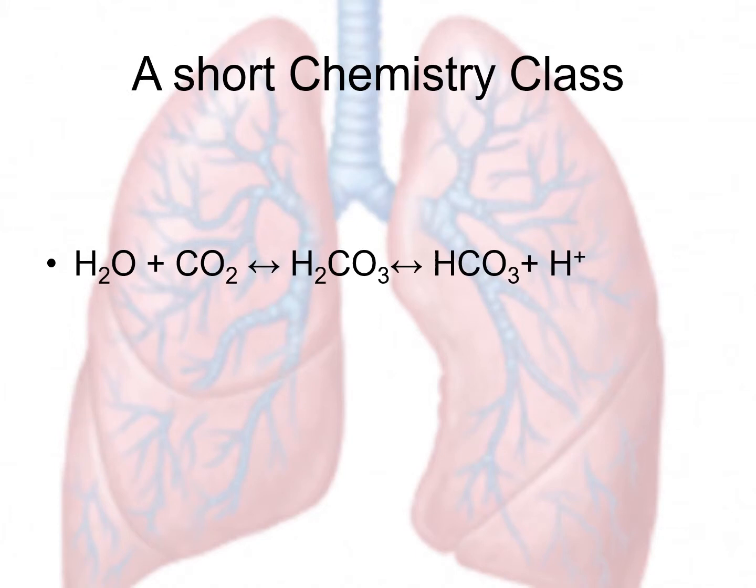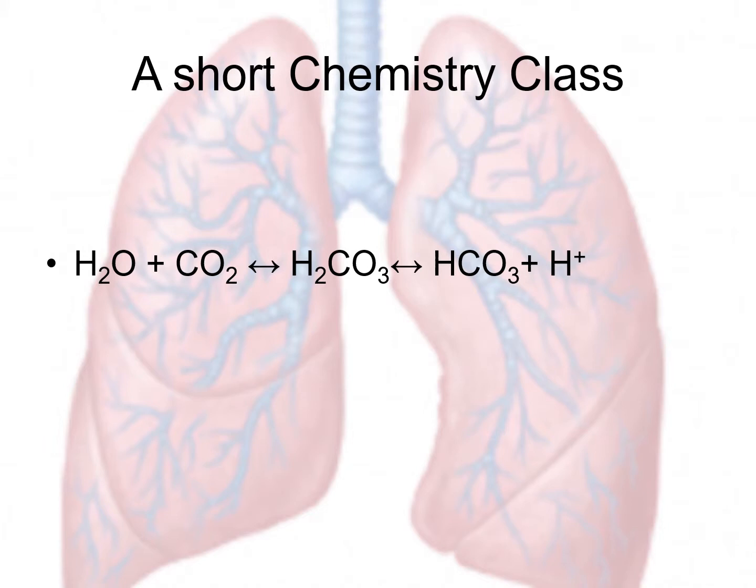So, short chemistry class: water plus carbon dioxide combines in the body to form H2CO3, which is carbonic acid. It then breaks down into bicarbonate and a hydrogen ion. So if you have a lot of carbon dioxide in your system, it will increase the amount of carbonic acid that's produced, and it will create the bicarb and the free hydrogen ions, which increases the acidity in the body.